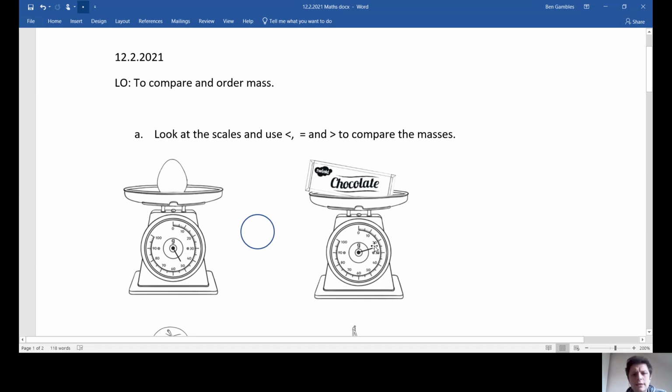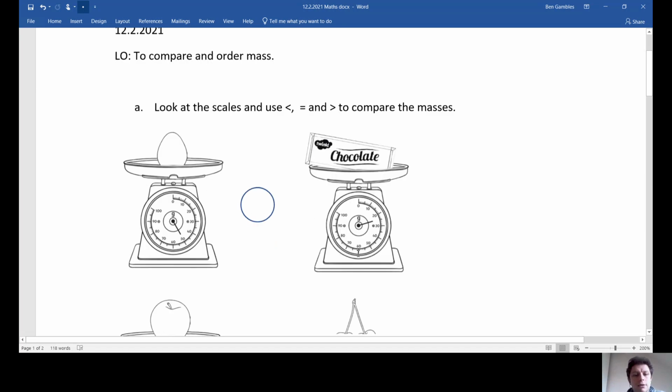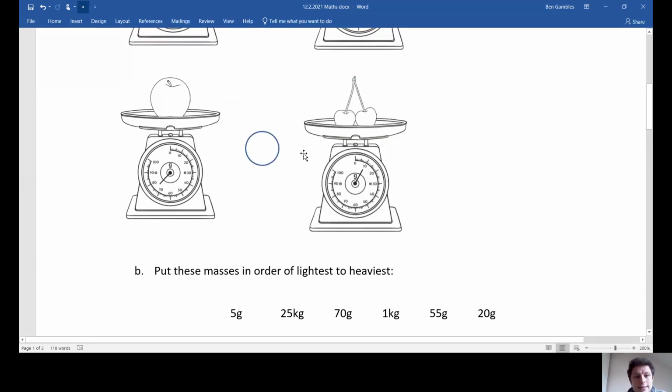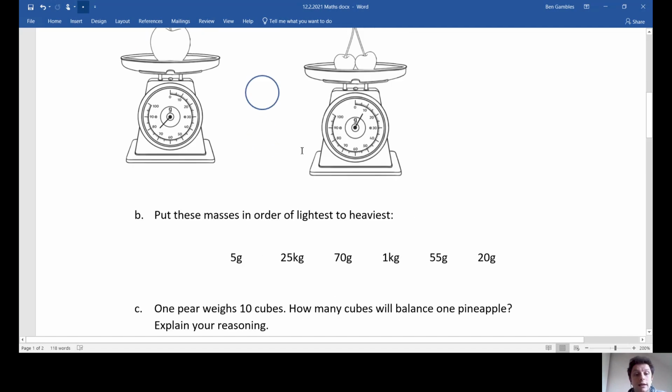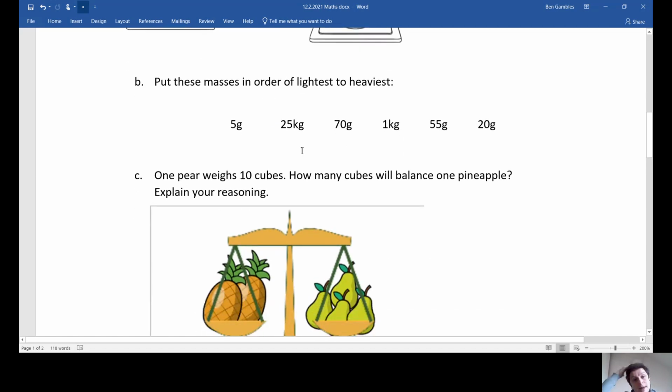Here it's between the 20 and the 30. So have a think, what's in between 20 and 30? Same for these two. Look carefully at the scales in the middle here in that circle. Do an equal to, a less than, or a more than, depending on what you think. Then for B, you've got to put the masses in order from lightest to heaviest. Remember, please, grams are much lighter than kilograms.